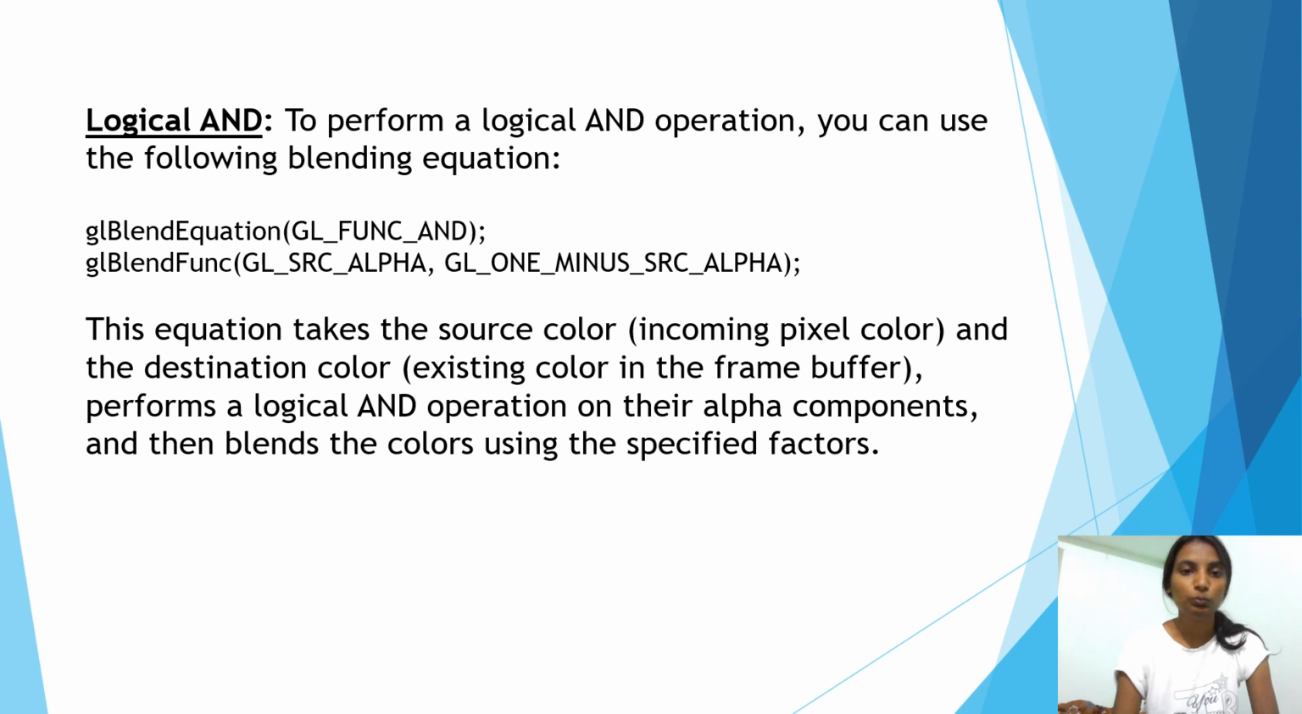Here are some common logic operations in computer graphics using OpenGL. Logical AND. To perform a logical AND operation, you can use the following blending equation. That is, this equation takes the source color, that is incoming pixel color, and the destination color, that is existing color in the frame buffer. It performs a logical AND operation on their alpha components and then blends the color using the specified factors.